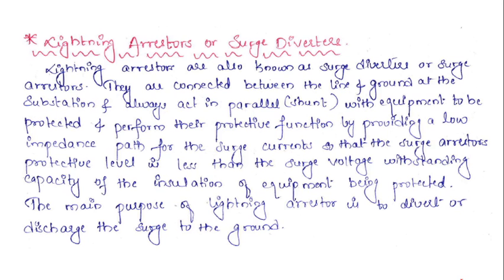Next we'll move on to the lightning arresters or the surge diverters. These lightning arresters, which are also known as surge diverters or surge arresters, are connected between the line and the ground at the substation and always act in parallel with the equipment to be protected. As we have already learnt in the single line diagram of the substation, please recall the single line diagram which we learnt in the CAD class, that is, the add-on course CAD class. For the drawing of the single line diagram, we used to make use of these lightning arresters. As and when the line starts, we need to provide the lightning arresters.